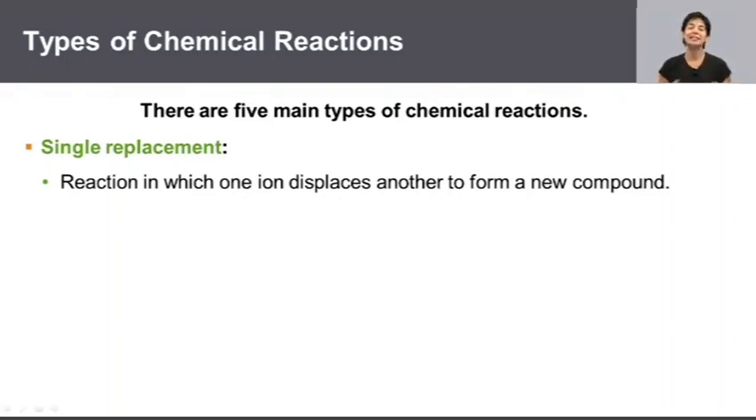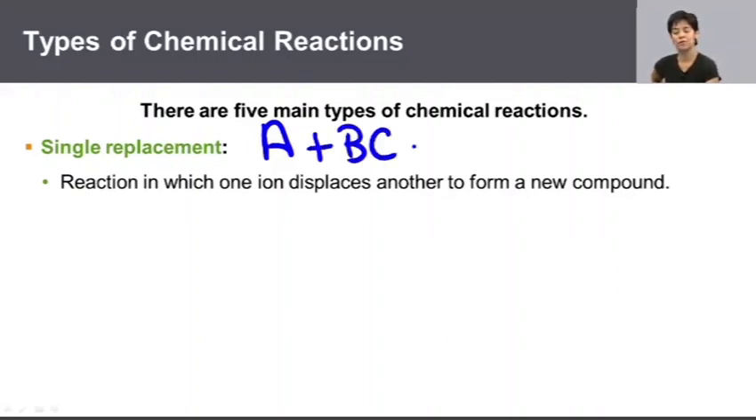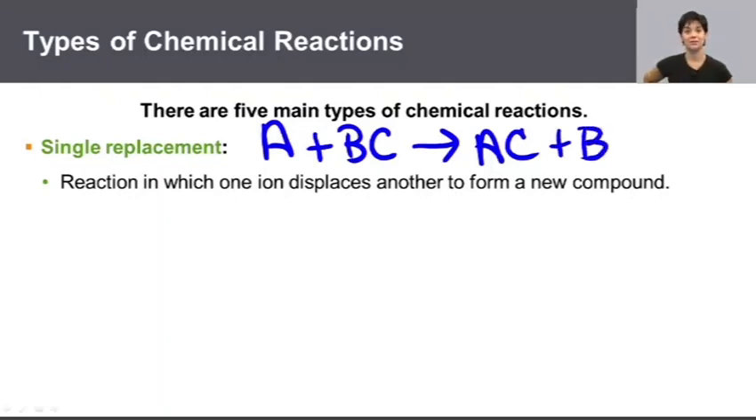Single replacement. This is a reaction where one ion displaces another to form a new compound. It also replaces. These are the same words, displace, replace. We can use these 2 words interchangeably in this instance. So let's look at it. It might look like this. We have A plus BC, and once they've formed, they create a new compound of AC and a new element, looking very different from the original reactants.